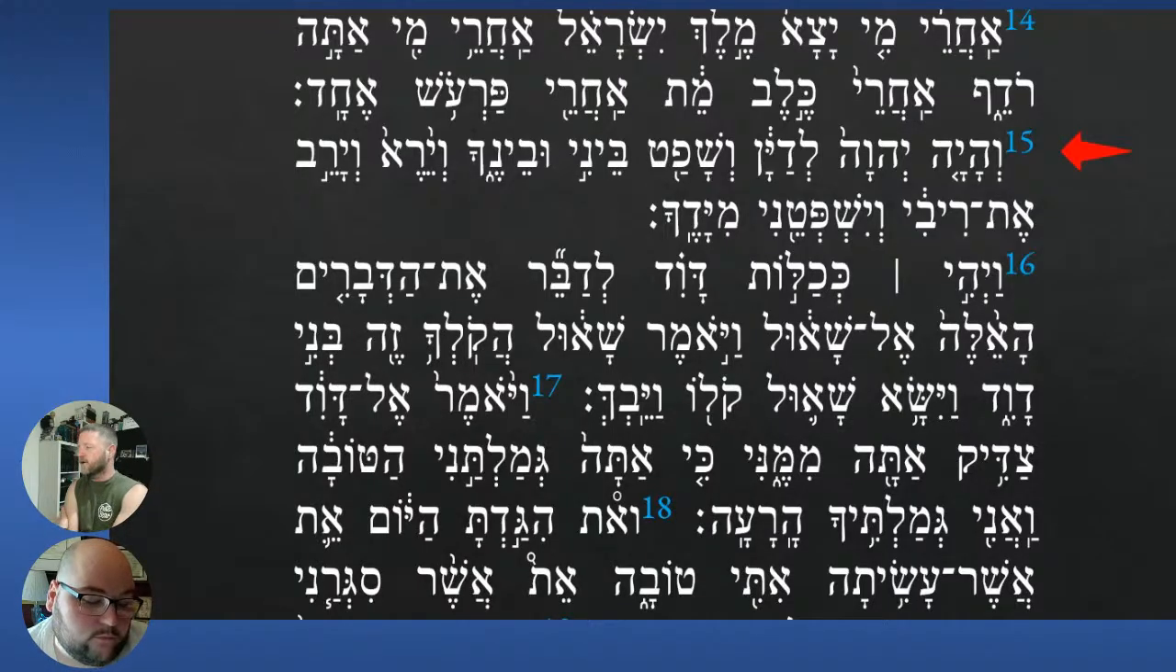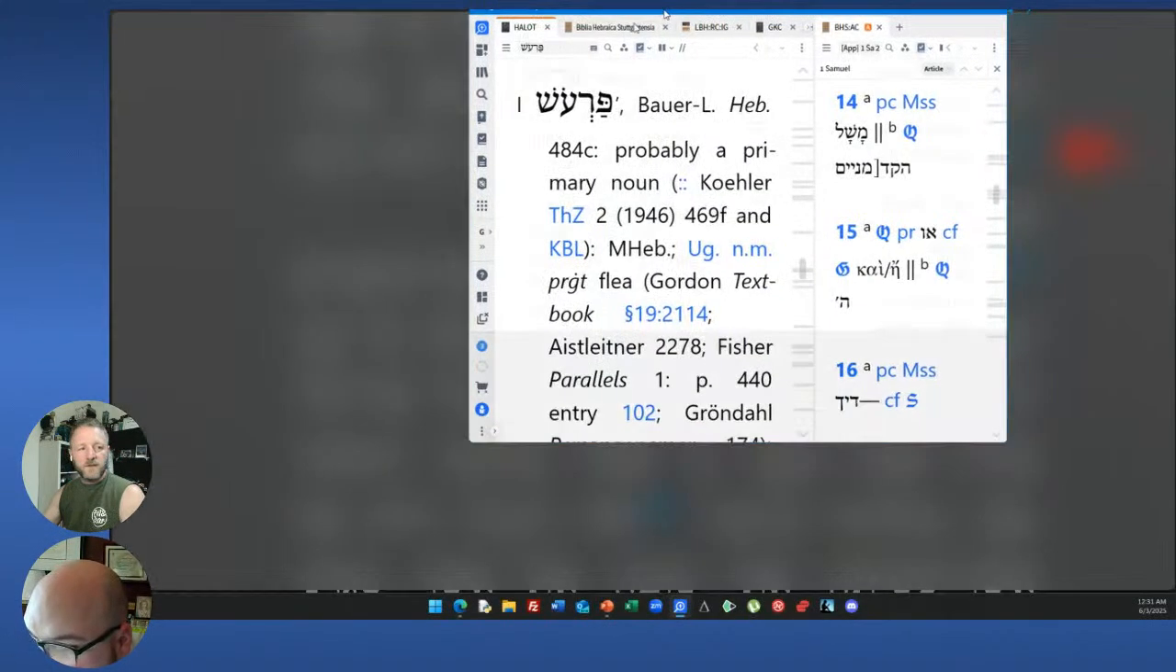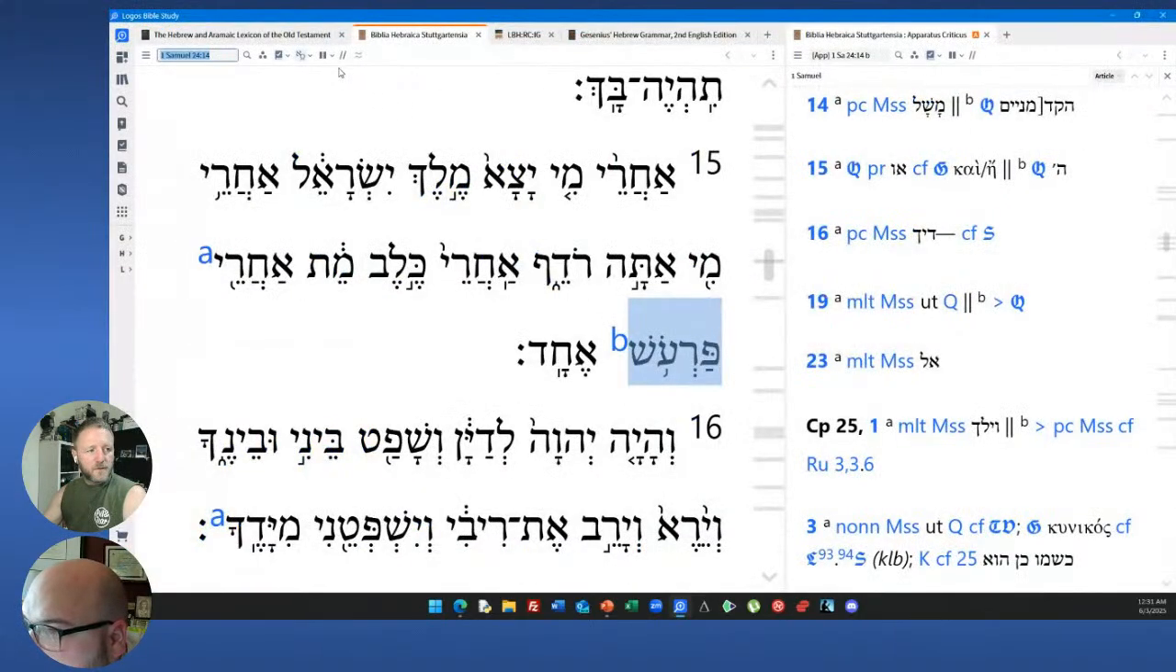All right, so reading again. V'haya Adonai ledayan, v'shafat beini uvenecha, v'yere v'yarev et rivi, v'yishpeteni miyadecha. How do you feel about that? Lovely. All right, let's check a translation to see how they might have rendered it differently from myself.